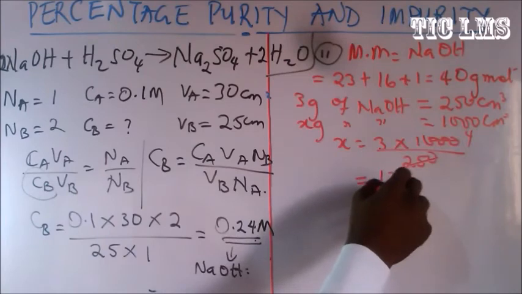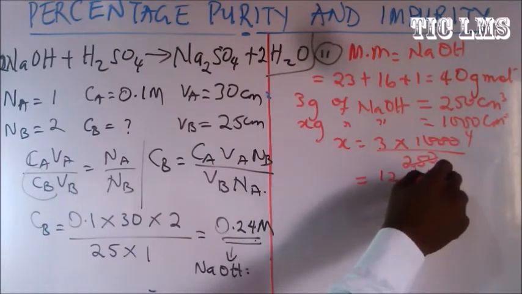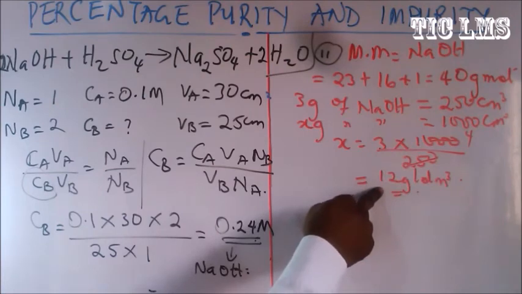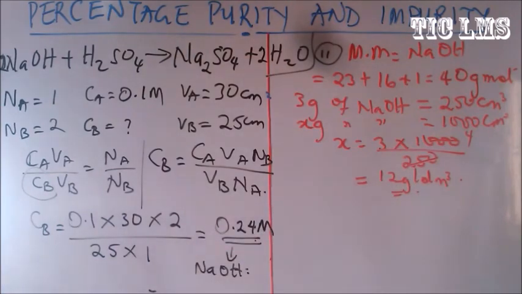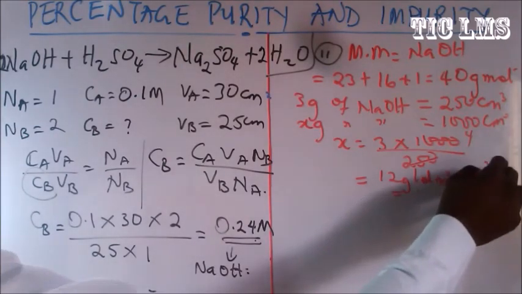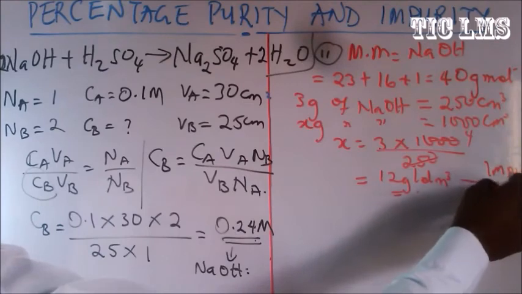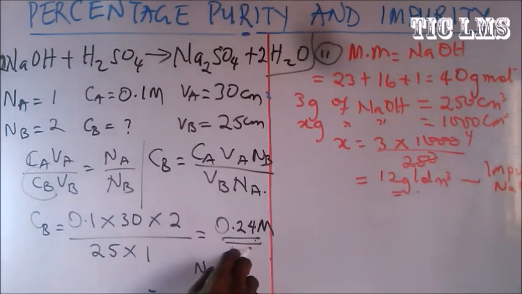We have 12 grams per dm cubed. Here is the concentration of the impure sodium hydroxide. Now here is the concentration of the pure sodium hydroxide in mole per dm cubed. Alright, so next thing is for us to determine what is the gram per dm cubed of the pure. So we have this one as the impure sodium hydroxide, and this is the pure. So we want to get this one in gram per dm cubed now.